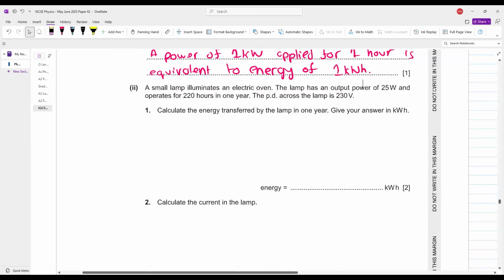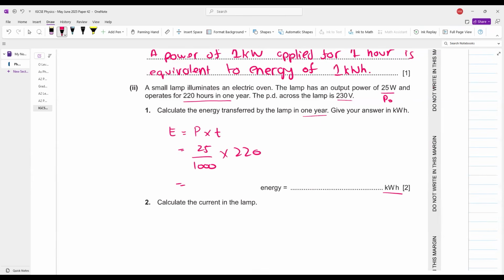A small lamp illuminates an electrical oven. The lamp has an output power of this, okay, and operates for 220 hours in 1 year. The potential difference across the lamp is this. Calculate the energy transferred by the lamp in 1 year. अच्छा जी आपने energy transfer निकालनी है in kilowatt hour. Energy transferred is equal to power into time. Power को kilowatt में करते हैं, 25 divided by 1000. Time क्या है, 220. हाँ जी energy किसके equal आ रही है, 25 divided by 1000 into 220. This comes out to be 5.5 kilowatt hour.